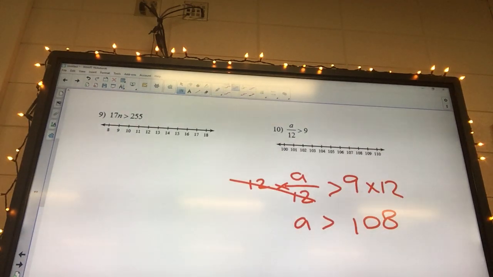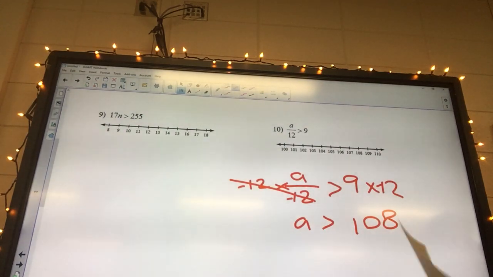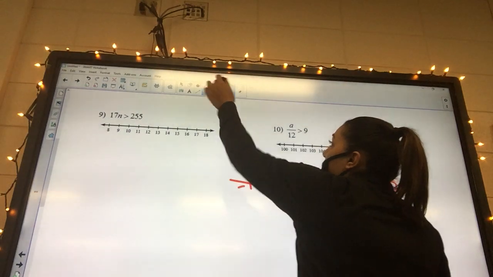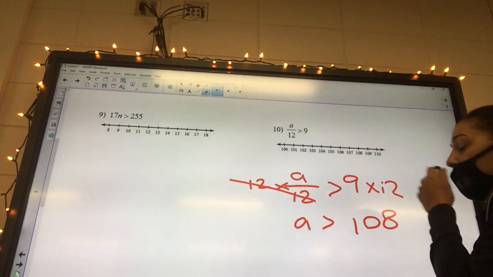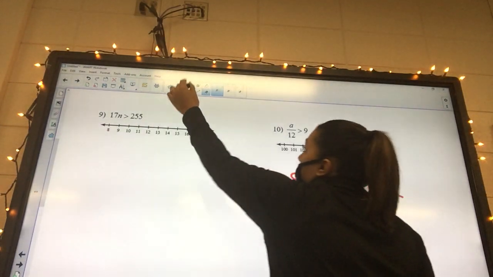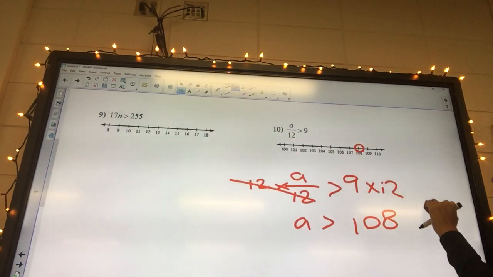When do you flip? You divide by negative. Okay, it's not just when we divide by a negative. Multiply and divide. So if this one was a -12, okay, then we got to flip. So it's multiply or divide by a negative. Most commonly, we usually do divide, okay? But if I put a problem on there and it says multiply, okay, you still need to know that you still got to flip, okay? So at 108, it's going to be open, pointed to the right.